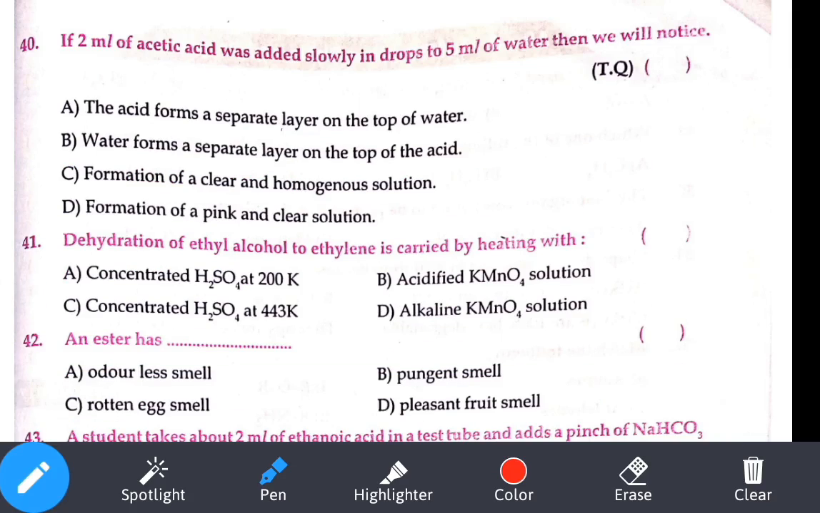40th question. If 2 ml of acetic acid is added slowly into 5 ml of water, what can we observe?